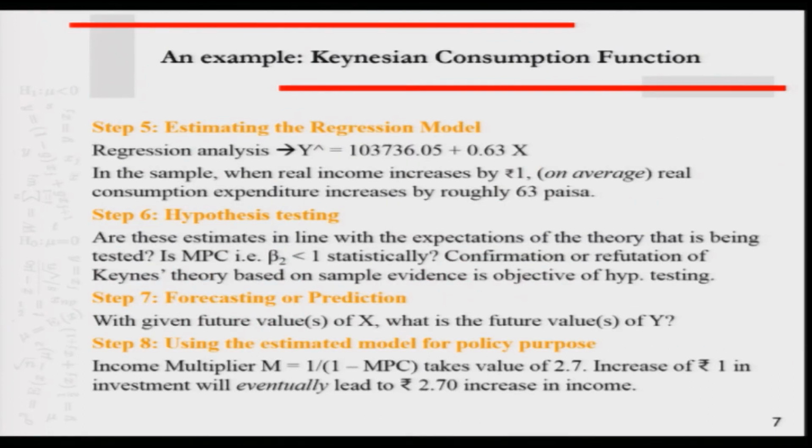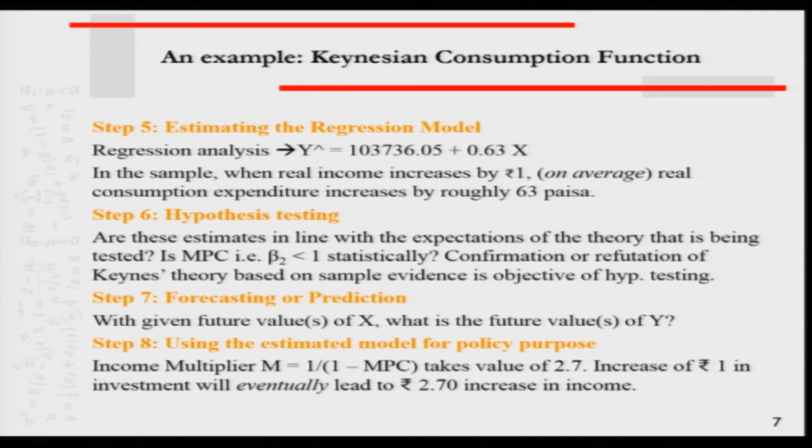Now, with this equation and data all set, we move on to step 5, where we estimate the regression model. We conduct regression analysis and we get a fitted line, y hat. At this moment I request you to be patient; do not ask me now how we are getting these numbers in place of beta 1 and beta 2. You will soon learn how we get these numbers, but as of now, just take it as it is.